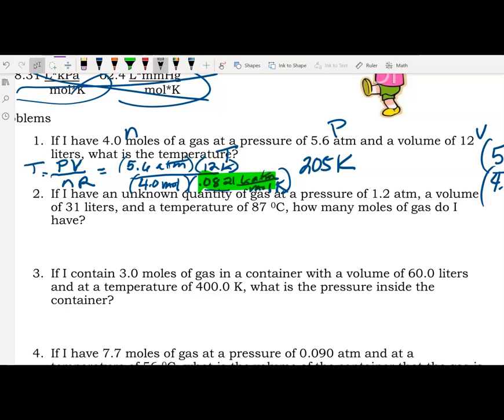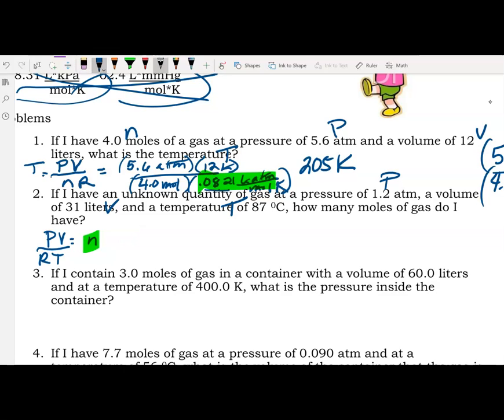All right, question 2. If I have an unknown quantity of a gas at a pressure of 1.2 atmospheres, which variable is that going to be? And a volume of 31 liters, which variable is that? And a temperature of 87 Celsius, which variable is that? What am I going to solve for? N. So I've got PV equals nRT, and now I'm solving for n. How am I going to get n by itself? Divide both sides by RT, right?